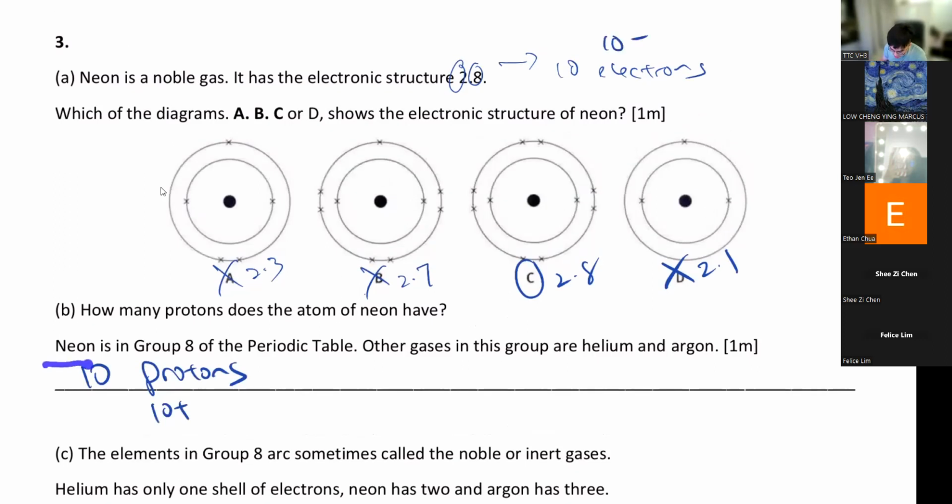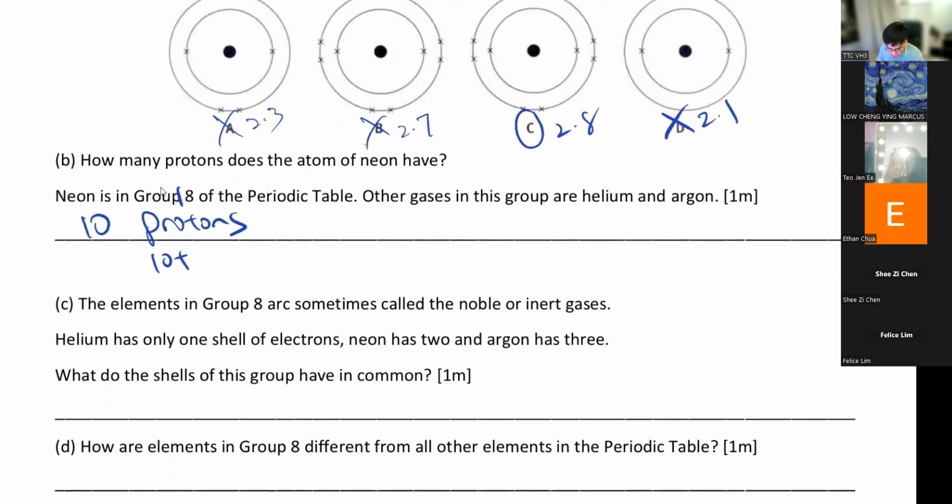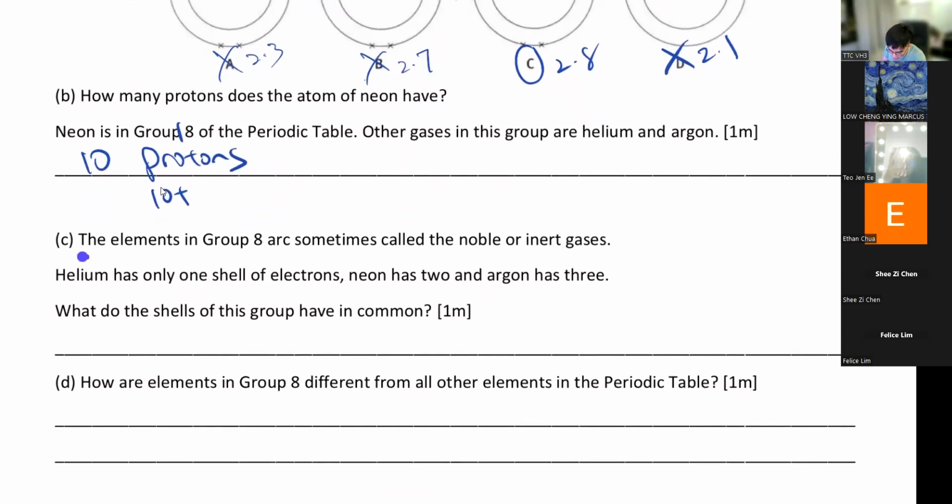All right, so neon is in group 18, at the last. Other gases in the group of the neon are helium and argon. Okay, so this is a redundant question. The elements in group 8 are sometimes called the noble gases or inert gases. Helium has only one shell of electrons, neon has 2, and argon has 3. What do the shells of this group have in common?